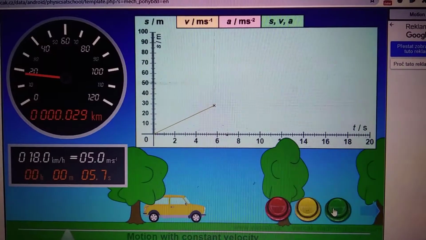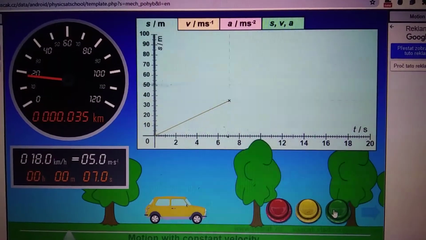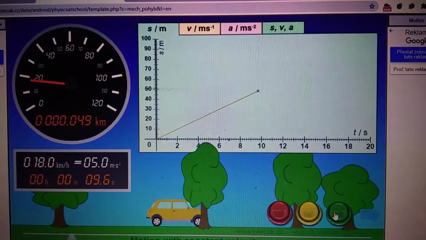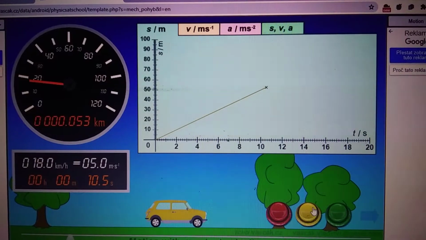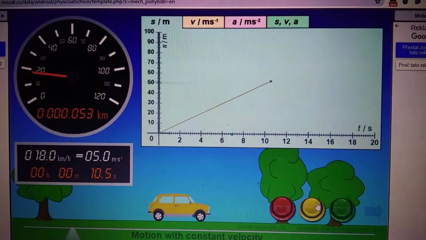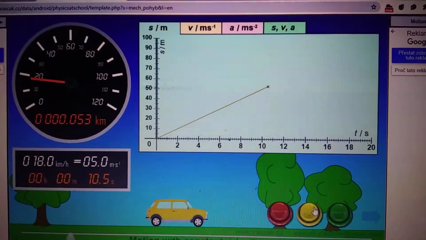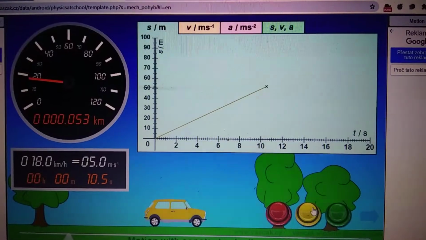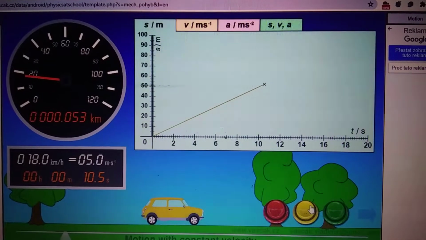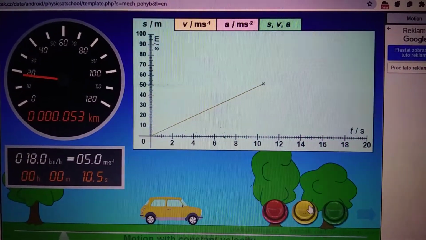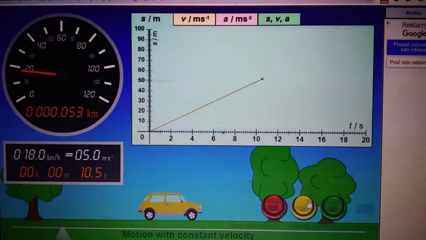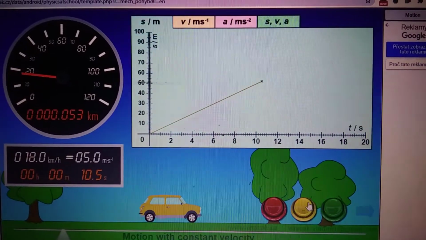You can easily convert kilometers per hour to meters per second by multiplying the velocity in kilometers per hour by 5 by 18. In this case our car is going with a speed of 18 kilometers per hour. You multiply 18 by 5 by 18, so you will get 5. So it is going with 5 meters per second. You can also check that the car travels a distance of 0.053 kilometers and the time taken is 10.5 seconds. This is going in one direction. This is an example of constant velocity. It is going with 5 meters per second in one direction.